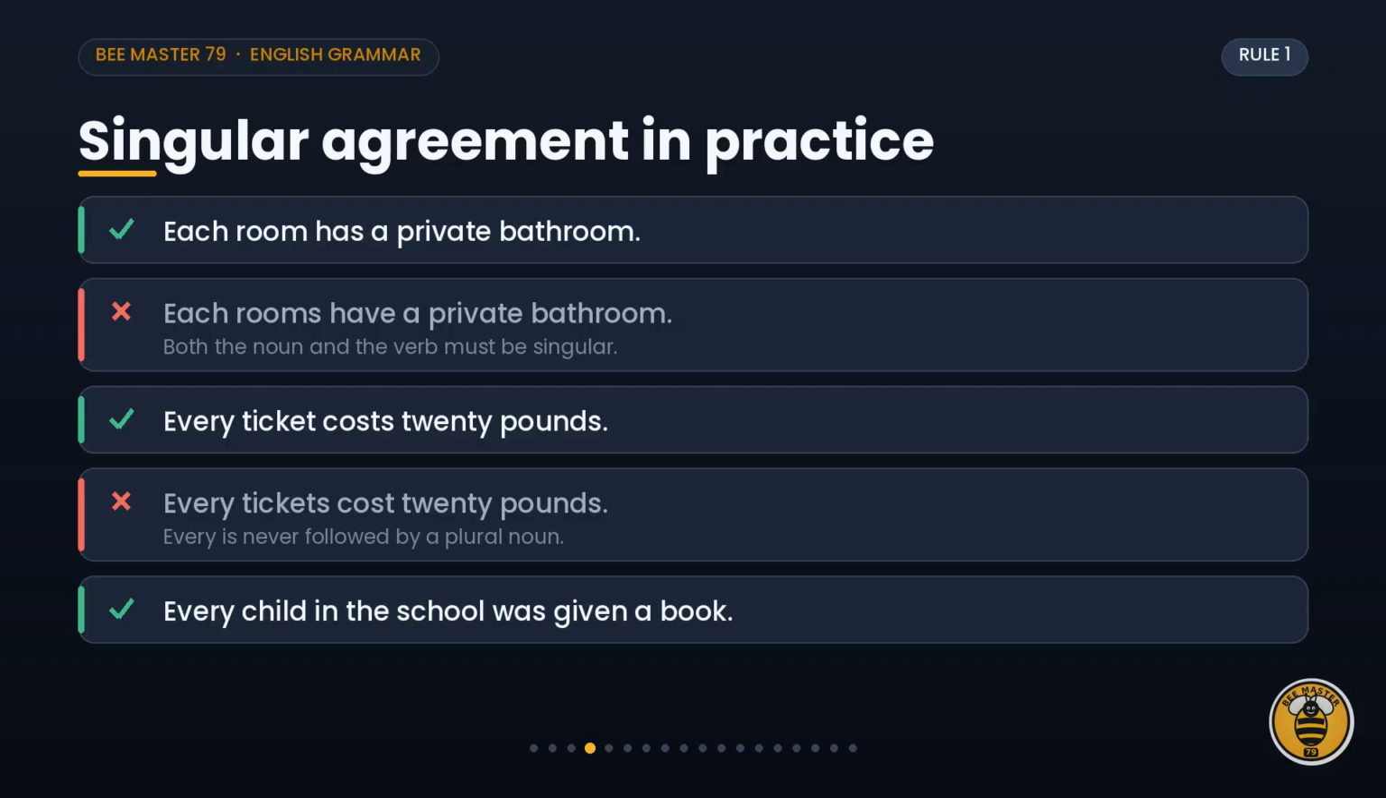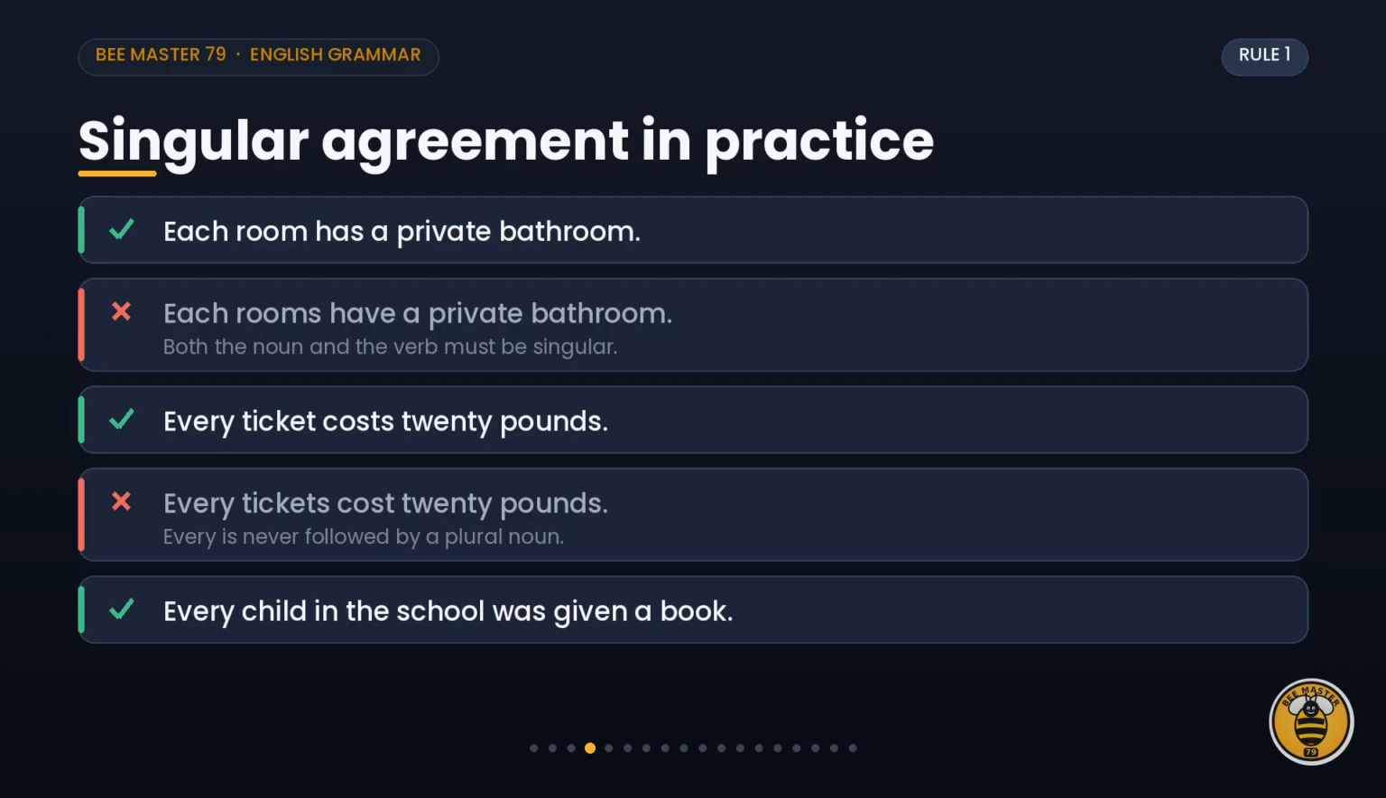Here is that rule in practice. The first sentence is correct. Each room has a private bathroom. The second is wrong because both the noun and the verb have been made plural. The third is correct. Every ticket costs £20. And the fourth is wrong for exactly the same reason.